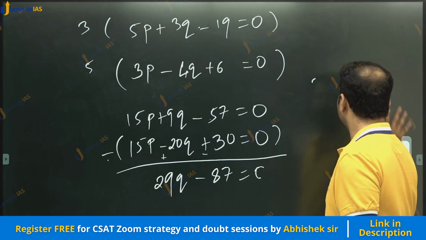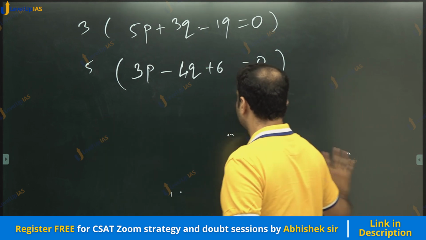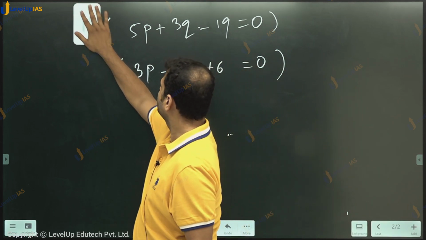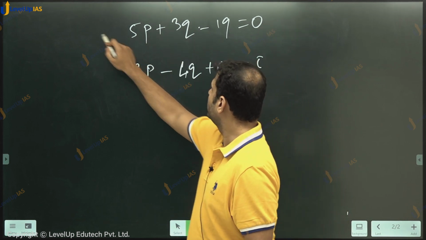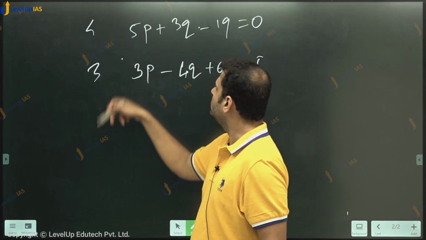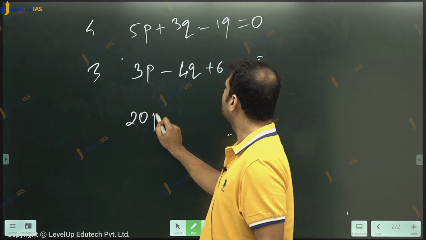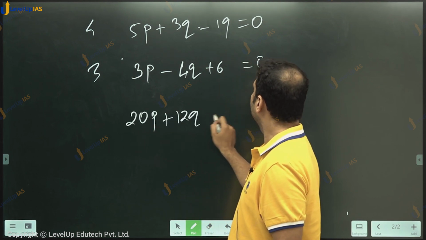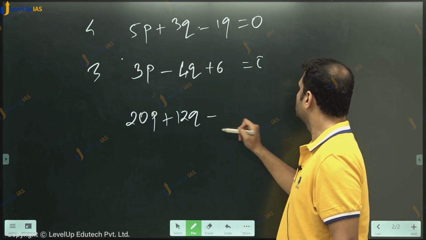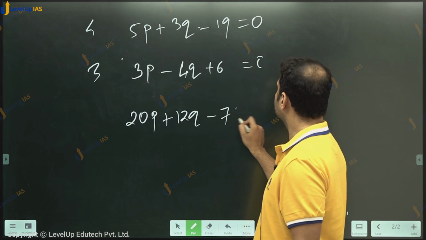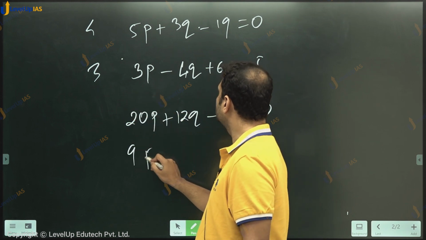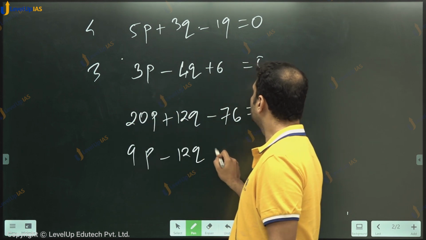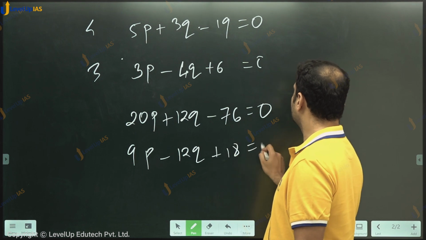wherein we eliminated p. Now let us try eliminating q. Here there is 3, here there is 4, so multiply this by 4, this by 3, you will get 20p plus 12q minus 76 is equal to 0, and here you will get 9p minus 12q plus 80 is equal to 0.